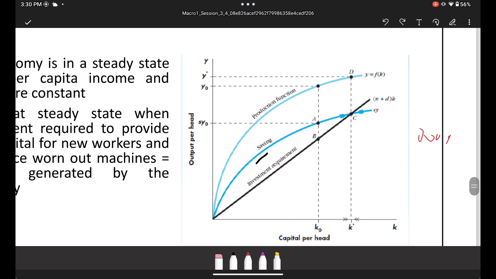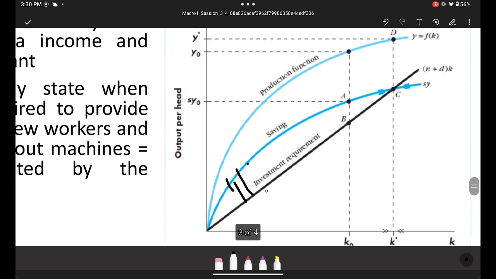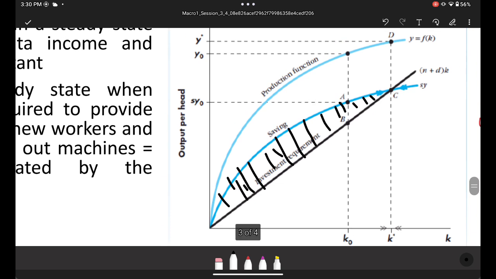Now, to explain further, can you see all over here you're saving more than you're investing? See where I'm putting these lines? I'm saving more than I'm investing. That is why you keep on moving over here. If I'm saving more money than I'm spending, I have extra money in my bank account.